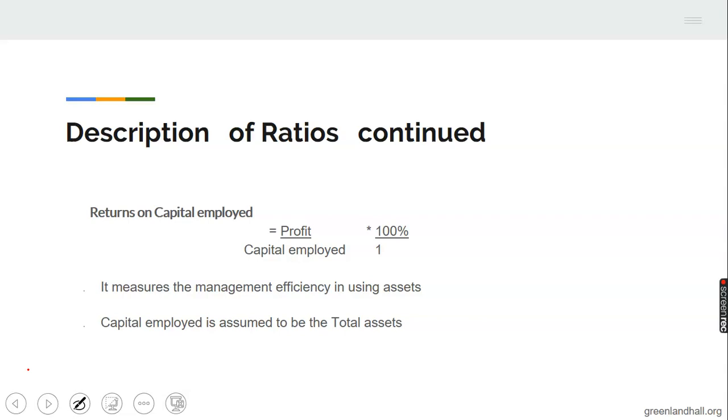Then capital employed is taken to be the total assets, that is the total sum of the fixed assets and the current assets.